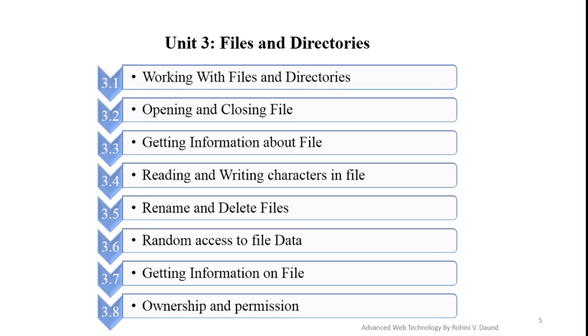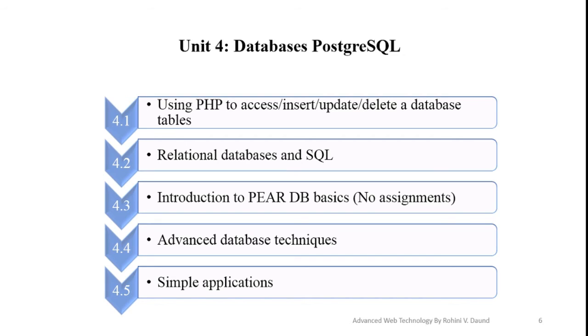Next topic is getting information on file. It gives information about file size in bytes, file exists or not, time the file was last changed. Next topic is the ownership and the permission. PHP provides some predefined function for information about ownership and the permission like as a file owner, file group and file type, etc.